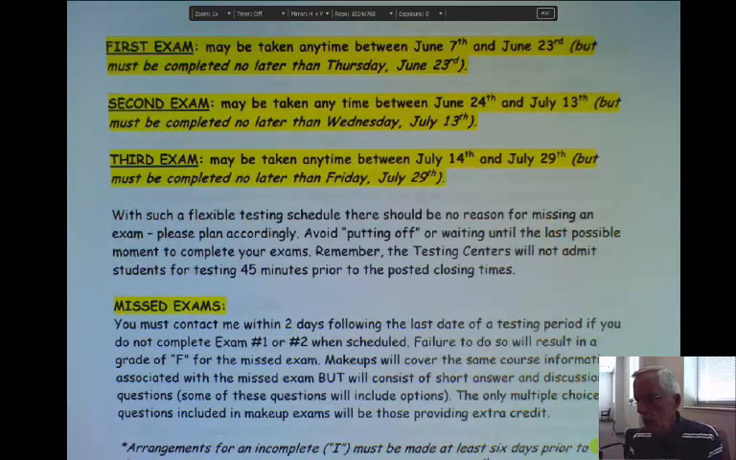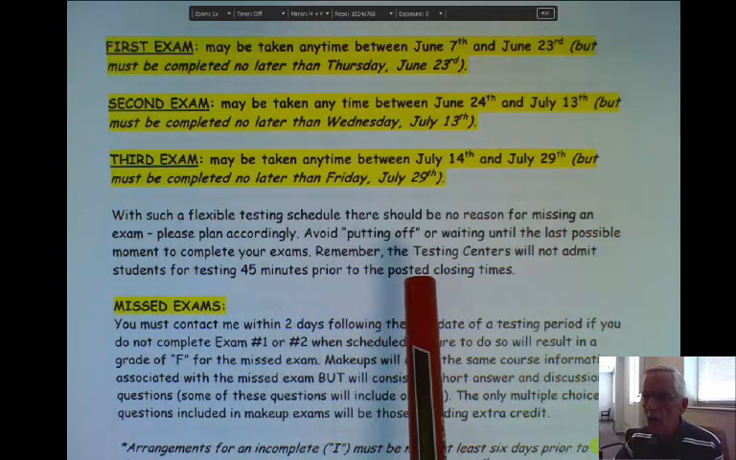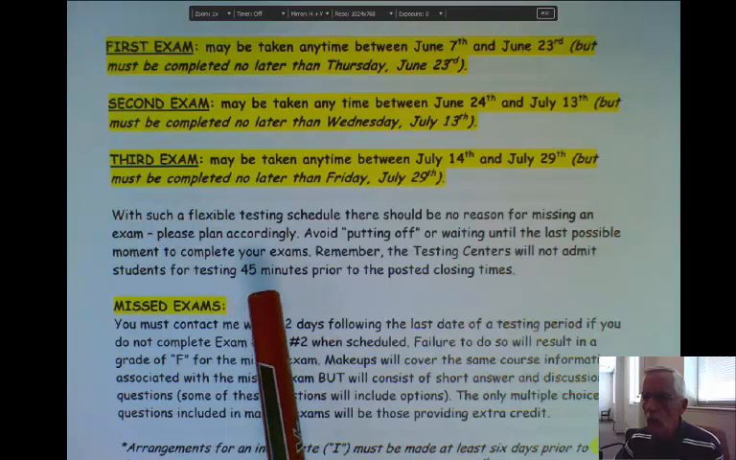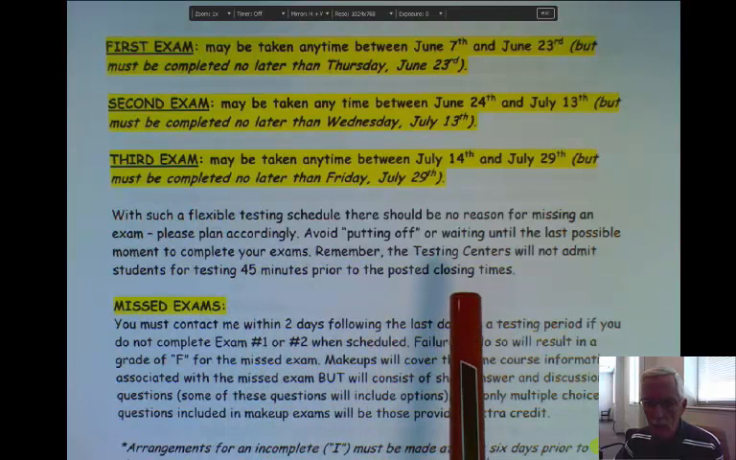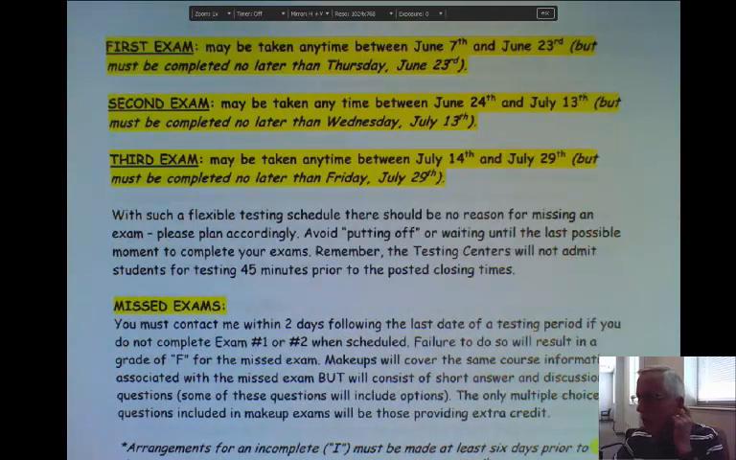Now, as I've noted on page 8, don't become a Gary Heidinger. I procrastinated big time as an undergraduate, and it always blew up in my face. So don't put this off until the last minute to take the exam. You never know what unexpected events might occur. And be alerted to the fact, this is important that you remember, the testing center will not admit students for testing 45 minutes prior to the posted closing times. Give yourself at least an hour and a half to complete the exam. I don't think you'll need that much time, but there is that time available.